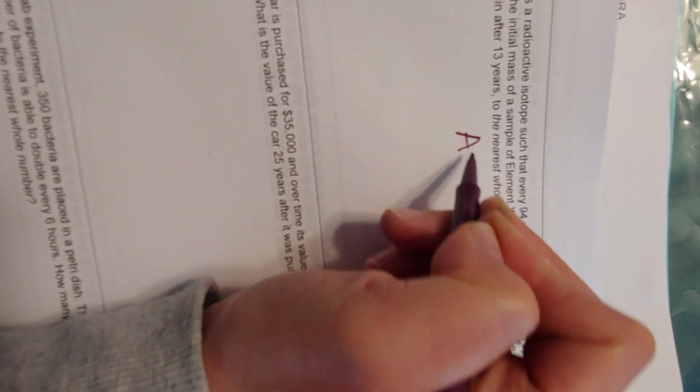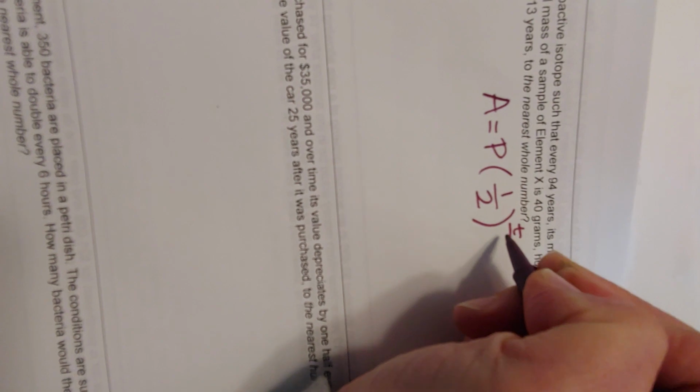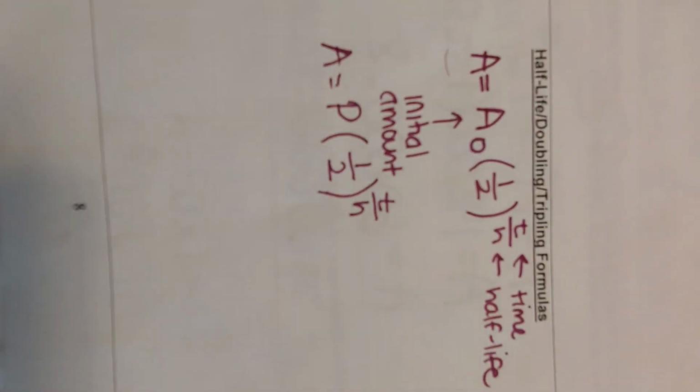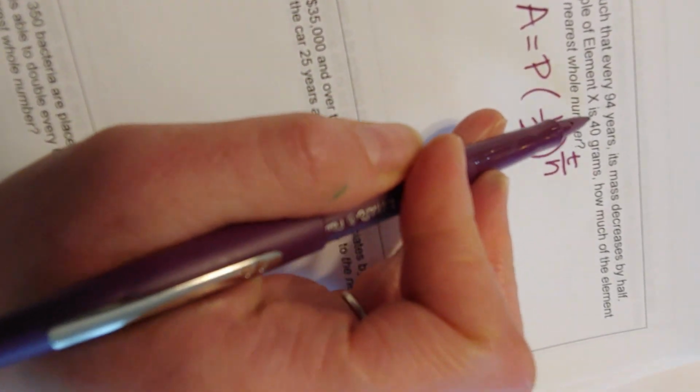All right, so we're going to write our formula first. A equals principal amount, times the half-life raised to the time over half-life. So that's exactly what we had over here. My principal amount, my initial amount, the element X starts at 40 grams.